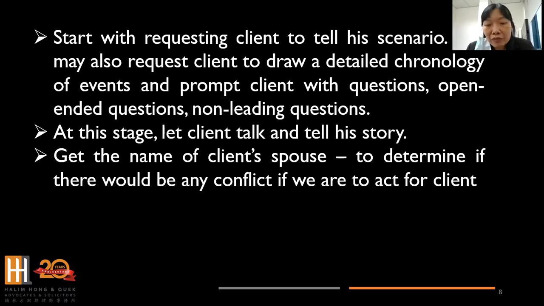And also get the name of the client's spouse, to determine if there is any conflict, if you have to act for the client. Most probably for family matters there won't be much conflict, but still it is good to know who would be the spouse, who is the opposite side, if they did not agree to a joint petition. If it is a joint petition, then no issue. But if the spouse doesn't agree to the divorce, then you will need to know who the other side is, if you have to act for the client.